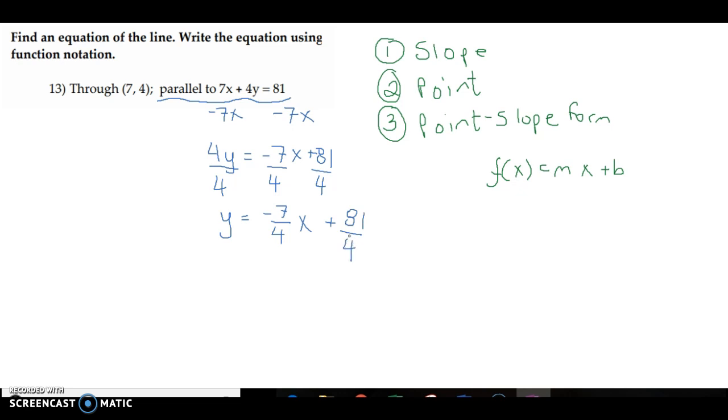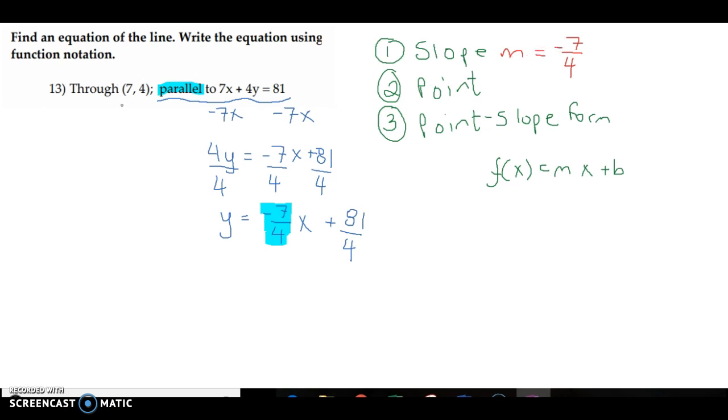Now the only part we care about is the slope. We care about this negative 7 over 4. Doesn't really matter what the y-intercept is. If we want a line to be parallel to that line, we're going to use that same slope. So our slope is negative 7 over 4. If it said perpendicular, we would flip this and make it the other side. So we could flip it and make it positive if it was perpendicular.